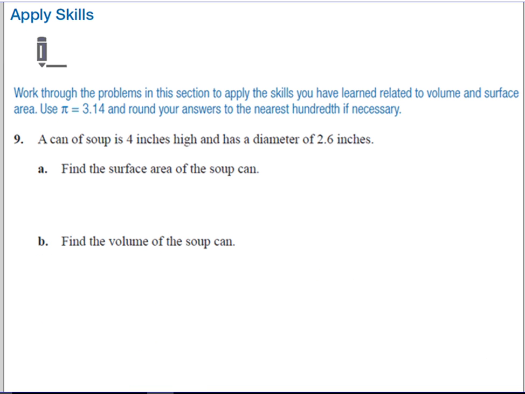Our first example is using our cylinder. A can of soup is 4 inches high and has a diameter of 2.6 inches. So first things first, I'm going to get rid of my diameter and say that my radius is 1.3. Again, I don't like the idea that I can plug in that wrong number because I've done it too many times, so I just automatically change that before I even go into what it's asking me to do.